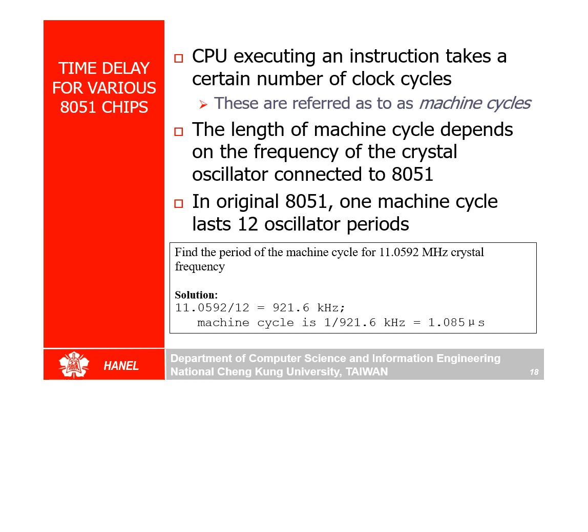So in any question you get, you divide the crystal frequency by 12, and you will get the machine cycle frequency. 1 by that will give you the machine cycle period in seconds. So 11.0592 by 12, you got this, and 1 by that is 1.085 microsecond.